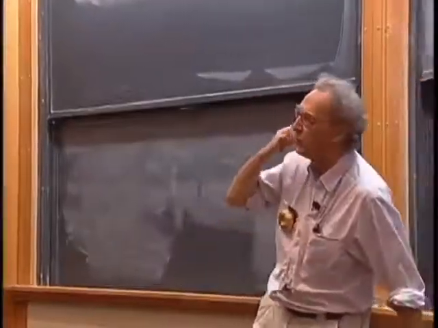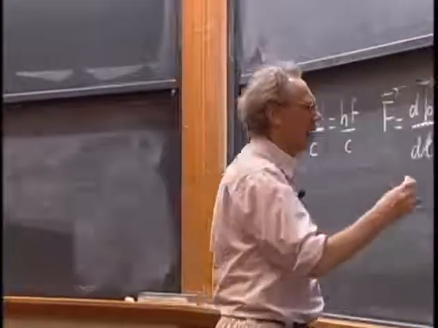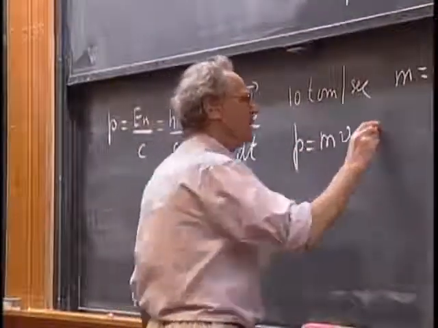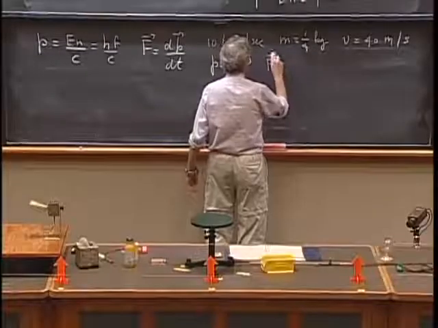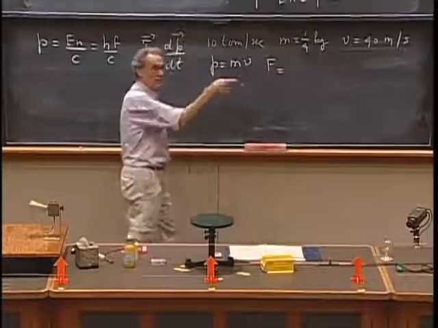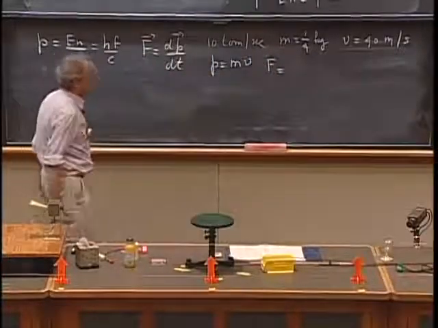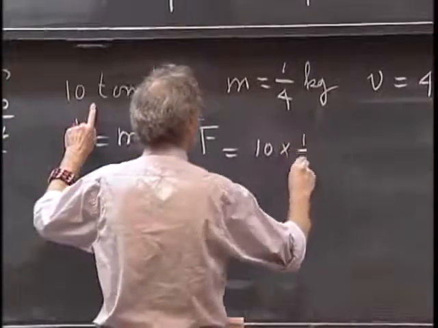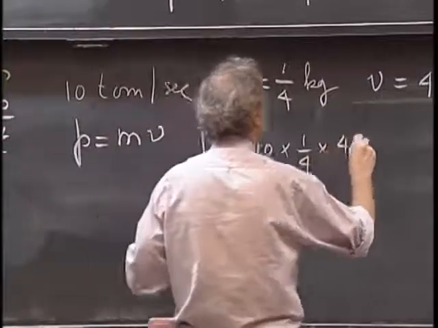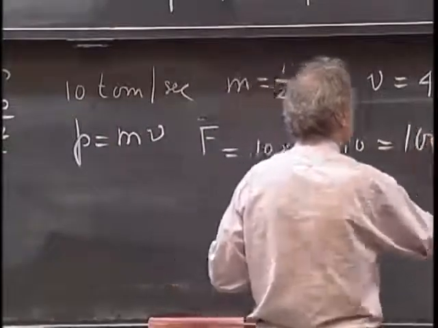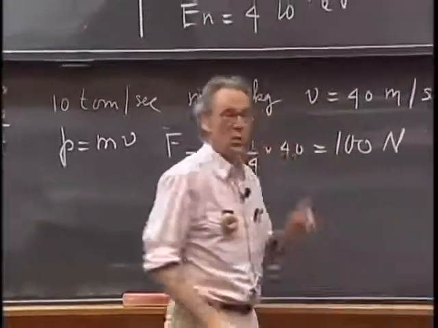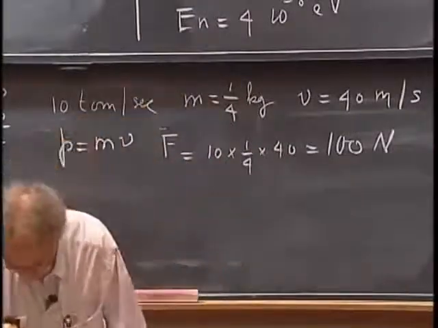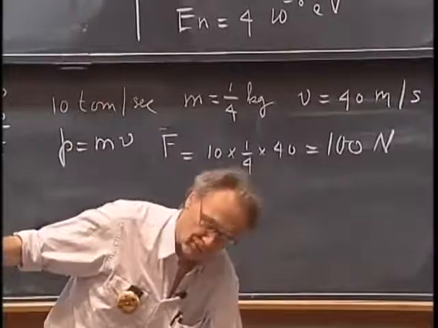And now I can calculate what is the average force that you will experience when all those tomatoes hit you. You feel a force, because the momentum of a tomato is mv, and the force that you will feel in the x direction, momentum transfer, is now going to be 10 times 1/4 times 40, which is about 100 newtons. That is a substantial force. It may actually throw you over. It's a huge force.